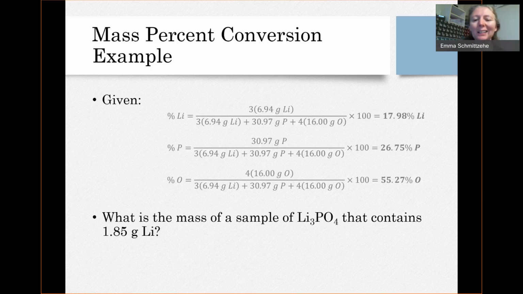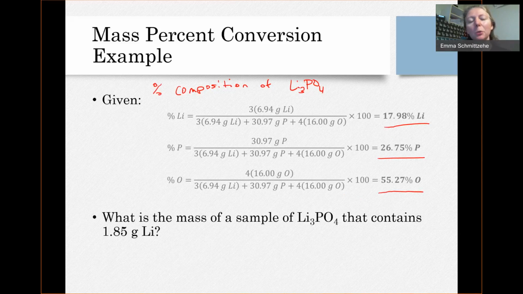So this one, I give you, and again, I forgot to label this. It's the percent composition of lithium phosphate. Okay, so I give you the percent composition. I even show you the breakdown of where it came from. Okay, I didn't really need to show you where it came from, but just so you have more kind of examples of calculating percent composition. So if you had this percent composition that it's 17.98% lithium, 26.75% phosphorus, and 55.27% oxygen, you could utilize that information to answer this question that I give you.